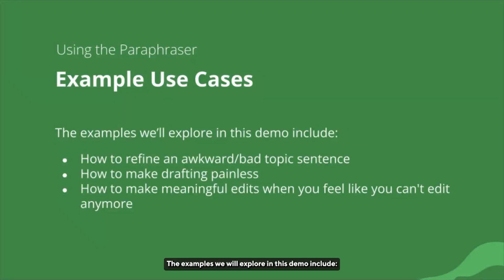The examples we'll explore in this demo include how to refine an awkward or bad topic sentence, how to make drafting painless, and how to make meaningful edits when you feel like you just can't edit anymore. Of course, the paraphraser can simply be used to restate facts you'll cite to support your arguments, but there are so many more creative ways to use this tool for instant feedback and new ideas that can elevate both your writing skills and your workflow. Let's dive into our examples.